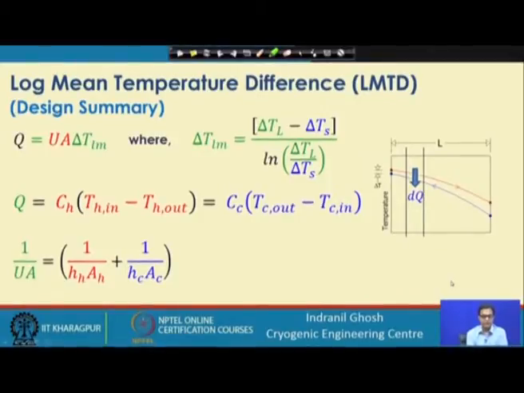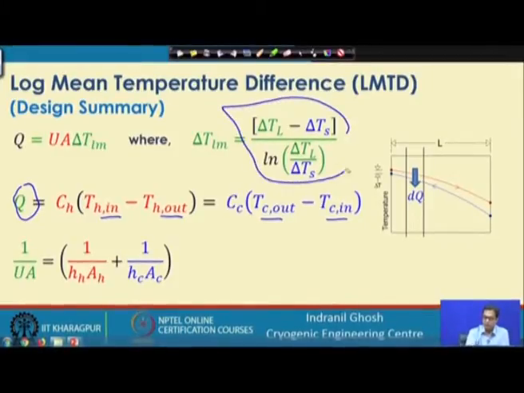This is the design summary. Now, what is known to us? The Q, this is known because we know all the exit temperatures. Now, because these exit temperatures are known, we can also find out this log mean temperature difference. This Q is known in this equation, the log mean temperature is known.